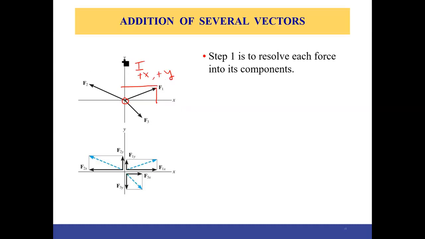This is the second quadrant, which has y positive and x negative. So j is positive but i is negative. The third quadrant has negative x and negative y, and the fourth quadrant has positive x and negative y. So depending on that, we will use the appropriate unit vector for each one of these forces. Force F1 is in the first quadrant, F2 is in the second quadrant, and F3 is in the third quadrant. And this slide shows the x and y projection for each vector: F1x, F1y, F2x, F2y, F3x, and F3y.